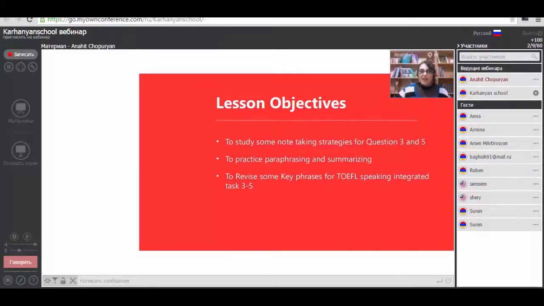Now our lesson objectives are as follows: to study some note-taking strategies for questions 3 and 5. You'll practice paraphrasing and summarizing, which are considered to be part and parcel of this task. And you will revise phrases for total speaking integrated tasks 3 and 5. I hope it is clear so far. If you have any questions, don't hesitate to ask me anytime you wish.